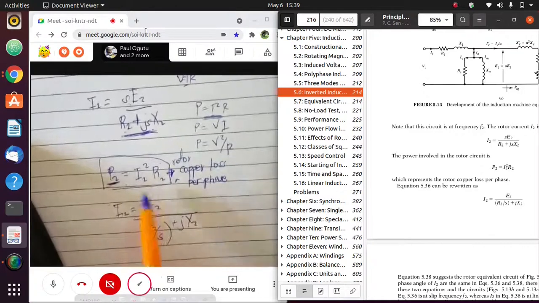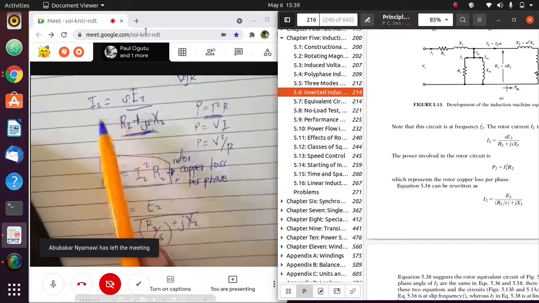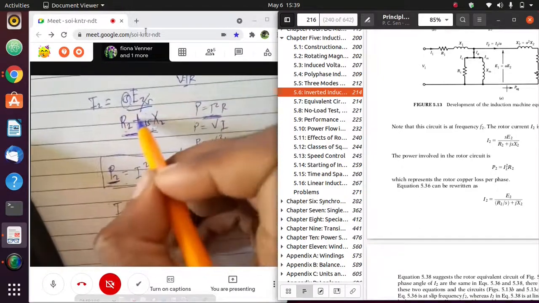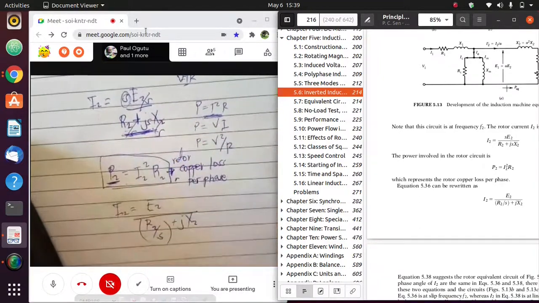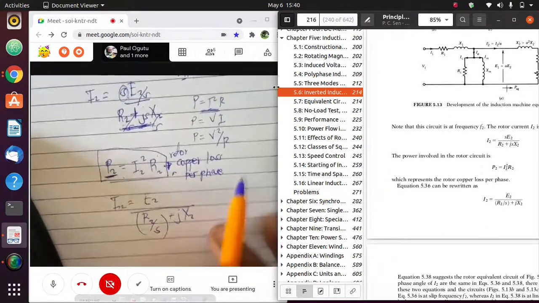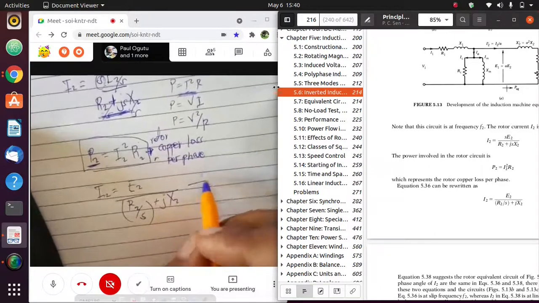If we can relate this to the current equation, the first one, by dividing this slip everywhere by S, what we get is that the rotor current is given by E2 over R2 over S plus jX2. Now if we were to represent this as a circuit, itakuwa namna hii.